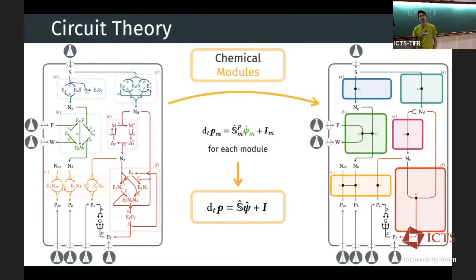Just to understand, it's the fact that you have 2 M star going to A2 star? Yes. So even with mass action kinetics, you get a quadratic. Yes. I see.